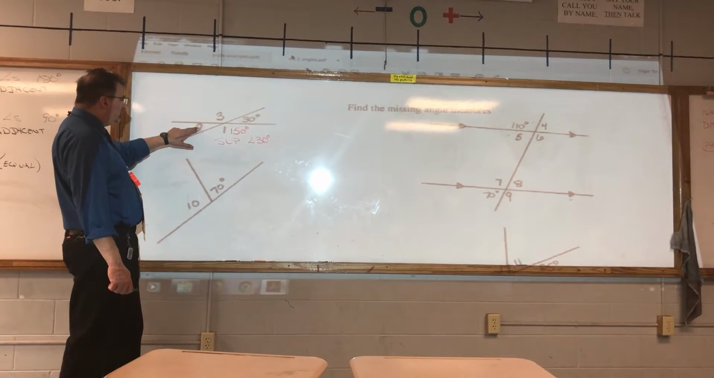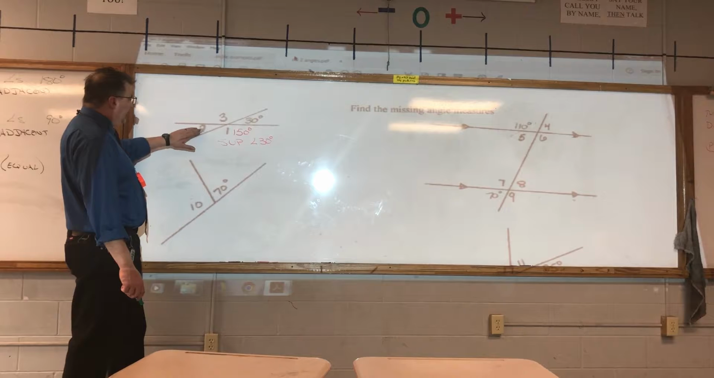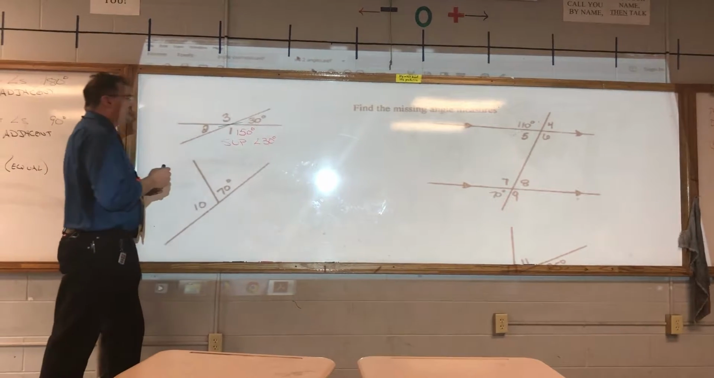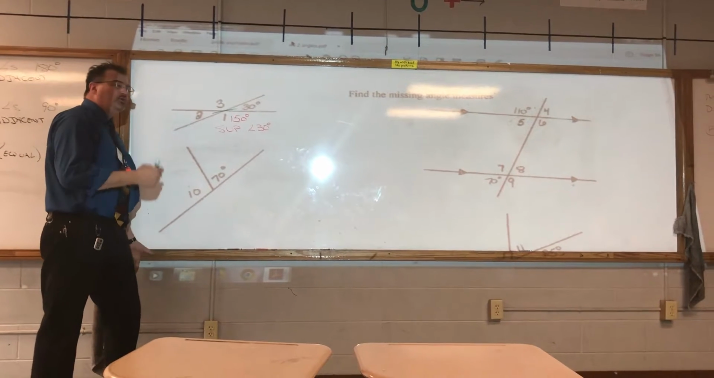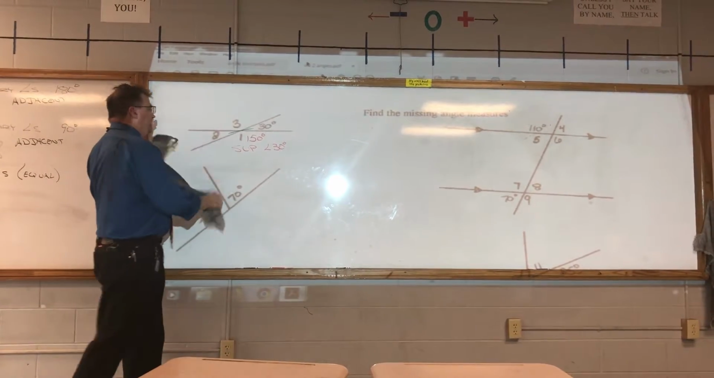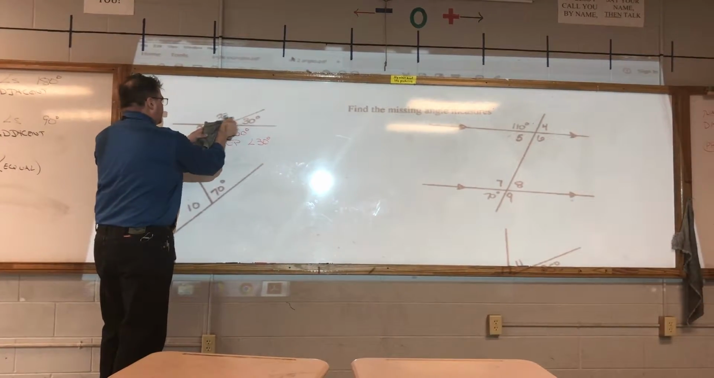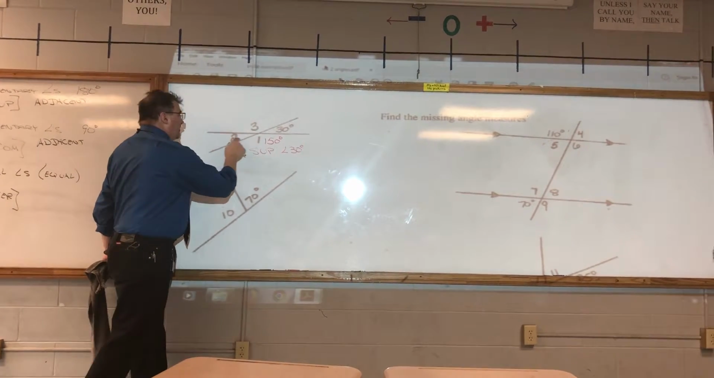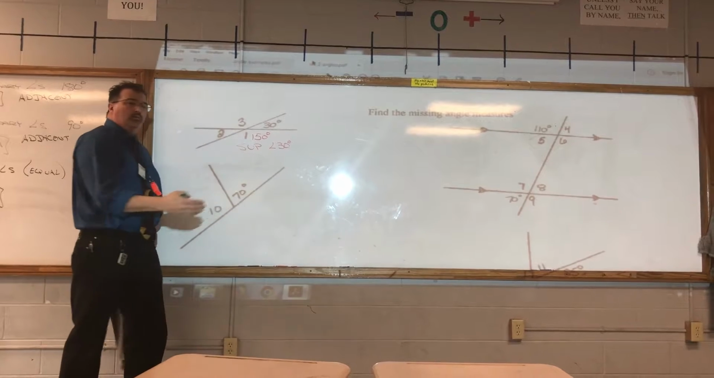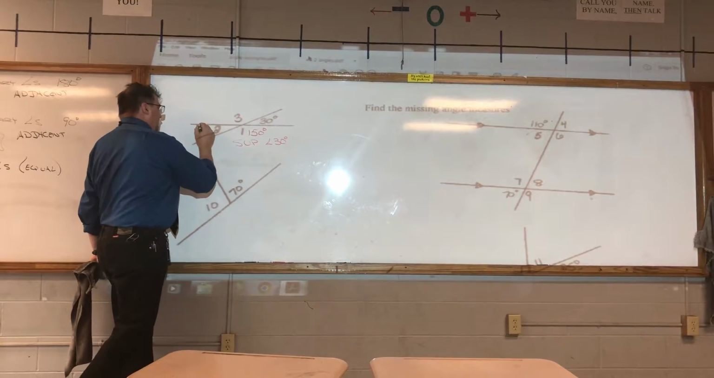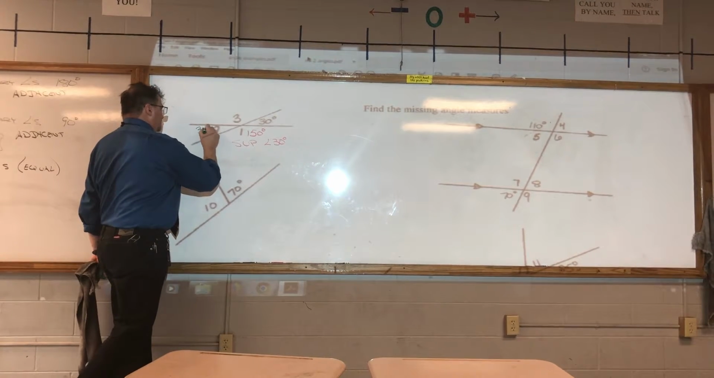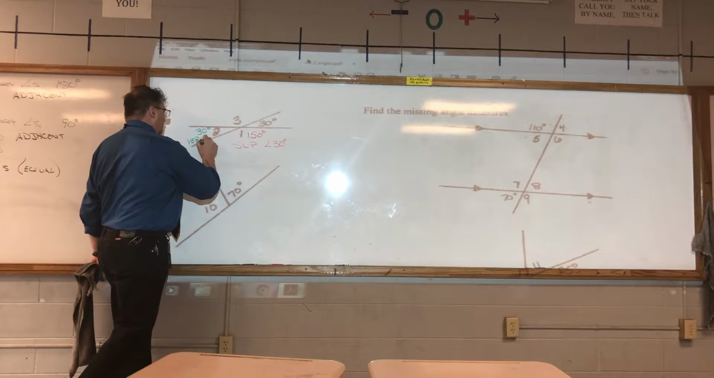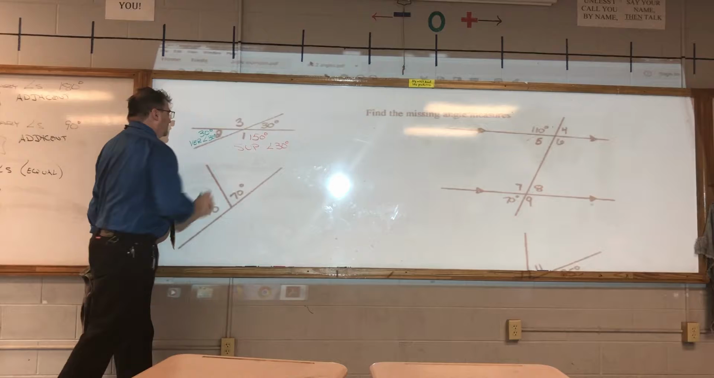Angle 2, you'll notice, is across from or vertical to the 30-degree angle. Well, we just said a few minutes ago that vertical angles are equal or congruent. So I can say that angle 2 is a 30-degree angle because it is vertical to the 30-degree angle.